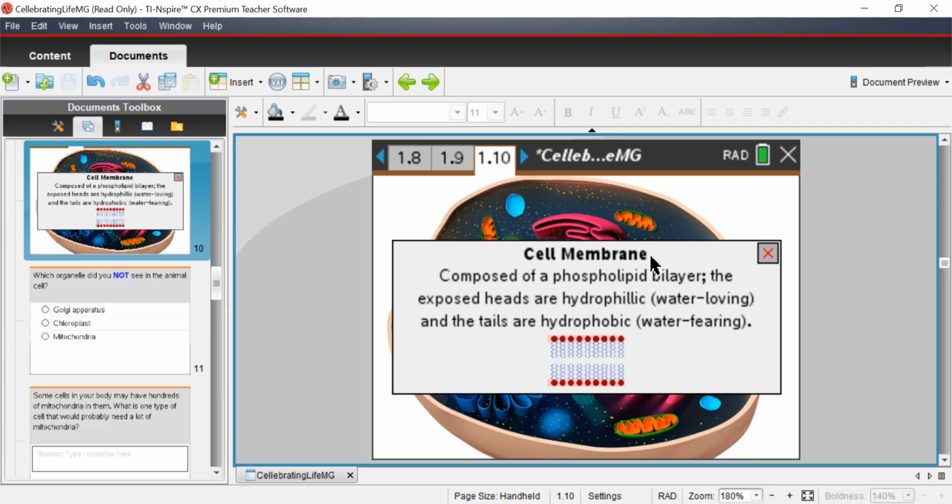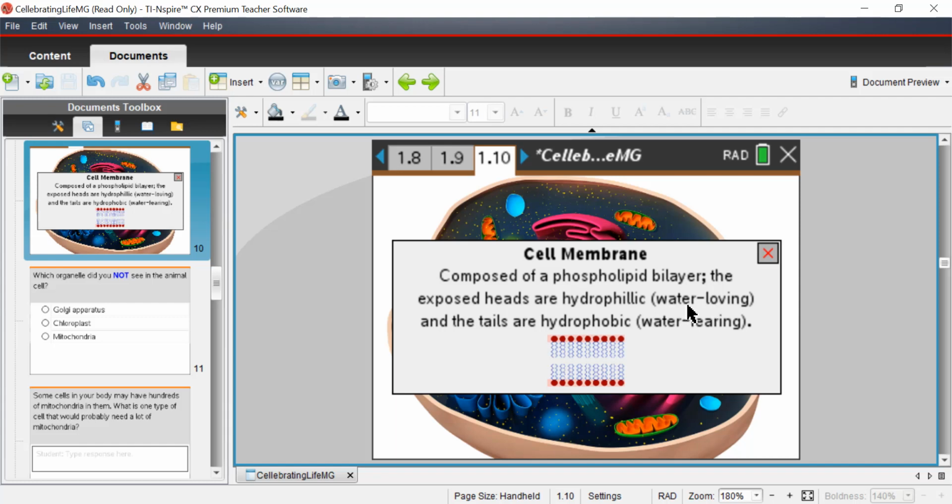Almost left that one out. This one's really, really important. Cell membrane, composed of a phospholipid bilayer. So that just means that, well, here it explains it here. The exposed heads are what's called hydrophilic, so they're not afraid of water.